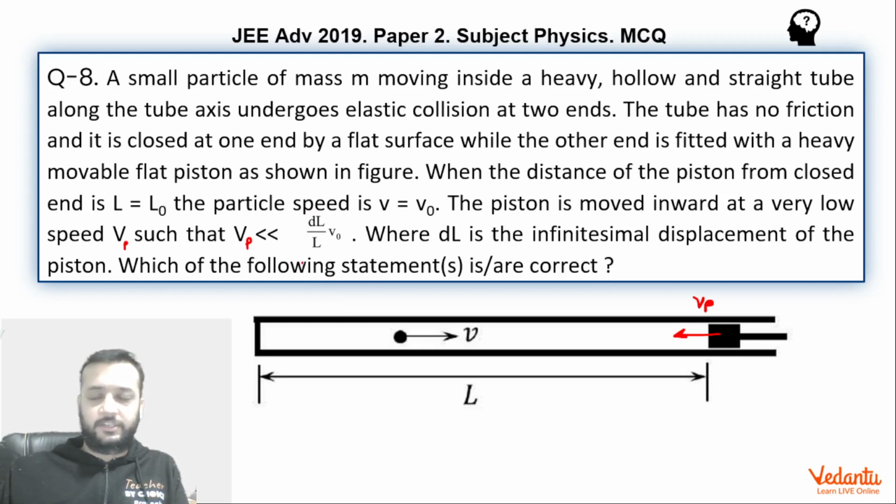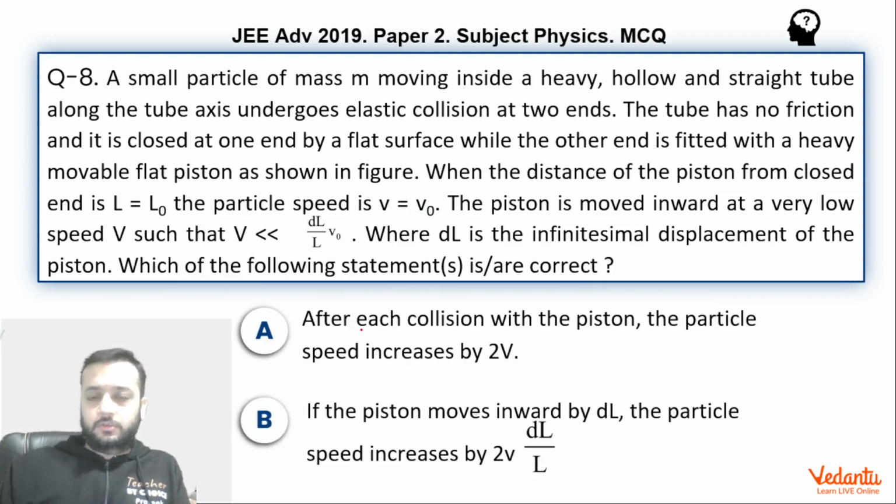Why do we need this condition? The piston is being moved very slowly inside this tube, and the instantaneous distance is L. Initially the distance was L, L had the value of L naught. Okay, and the initial particle speed was V naught. When the value of L was L naught, at that instance the speed of the particle was V naught.